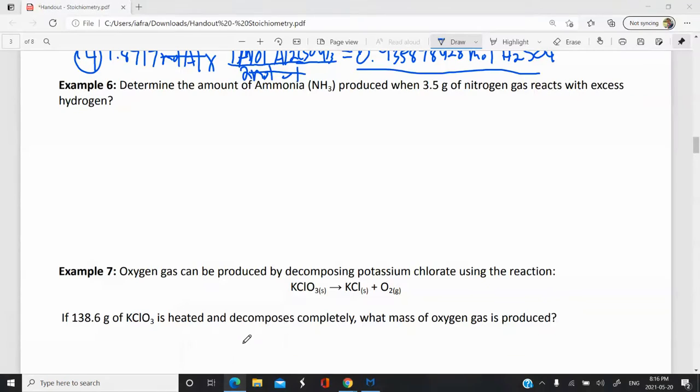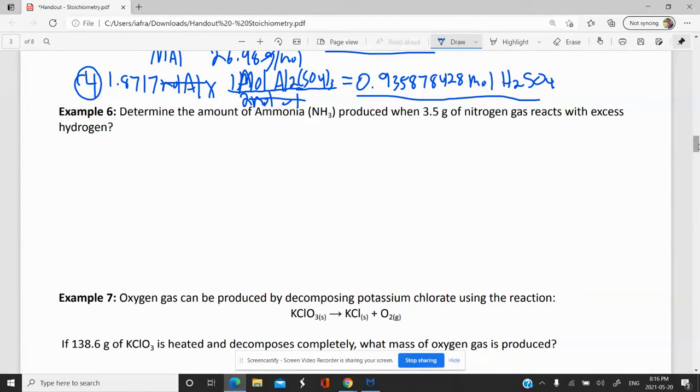All right, in this video, we're going to do another gravimetric stoichiometry problem, basically a mass-to-mass problem. So let's do example 6 from your handout. Determine the amount of ammonia produced when 3.5 grams of nitrogen reacts with excess hydrogen.